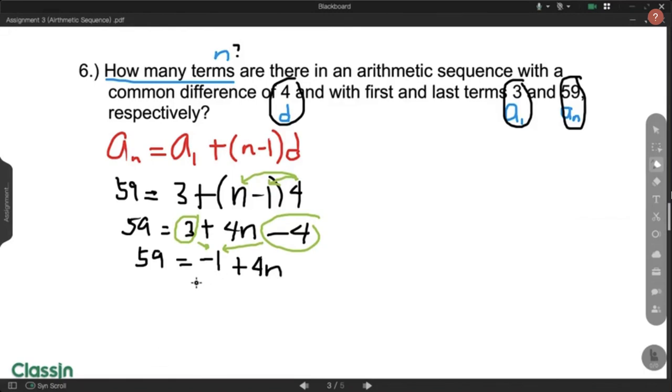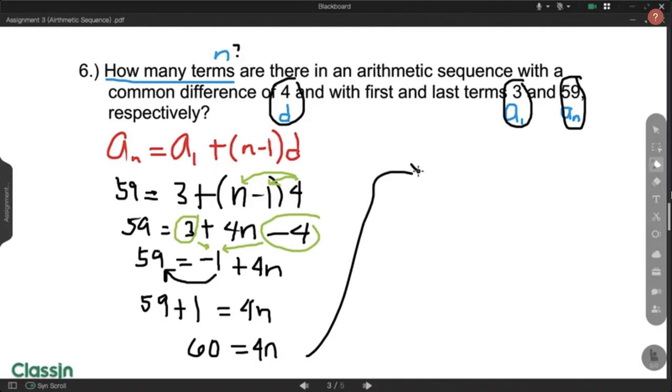Now we can add positive 1 in both sides of the equation. So we can simply transpose it. 59 plus 1 equals 4n. 59 plus 1 is 60 equals 4n. We're looking for the value of n, so we can simply divide both sides of the equation by 4. 4n divided by 4. That will give us n equals 15.